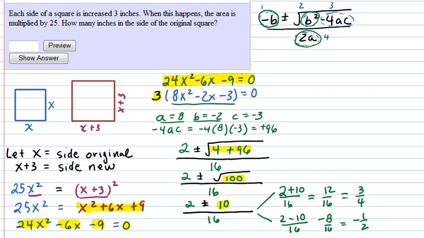The thing is, we end up with what's called an extraneous solution, a solution that works for the equation but not for the application, because we can't have a side of negative 1/2 inches. Remember, x is the length of the original side of the square. So we throw out the negative 1/2 and arrive at the final answer of 3/4. So the original square has a side of 3/4 of an inch. Now, it didn't ask us, but the new square then would be 3 3/4 inches by 3 3/4 inches.